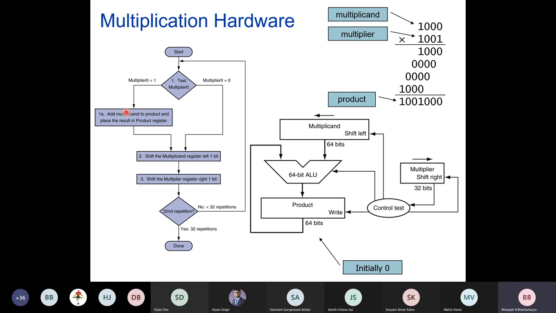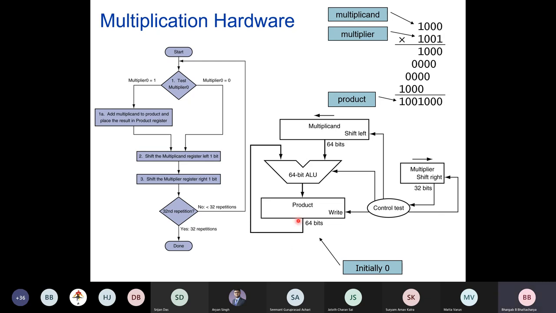Because this gives the contribution to the product term, and then shift the multiplicand register 1 bit and keep on adding this. Okay, so add the multiplicand to the product, place the result in the product register, and shift the multiplicand register left by 1 bit to process the next step, and so on. And at the same time, you shift the multiplier register to the right 1 bit so that the next bit can be examined here. All right. And whenever the 32 repetitions are completed, you exit and you're done, right?